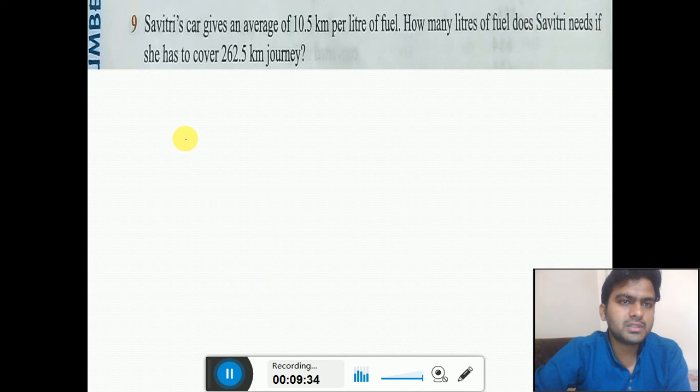Next question. Savitri's car gives an average of 10.5 km per liter of fuel. Average 10.5 km per liter, meaning in 1 liter the car will go 10.5 km. Now how many liters of fuel does Savitri need if she has to cover a 262.5 km journey?